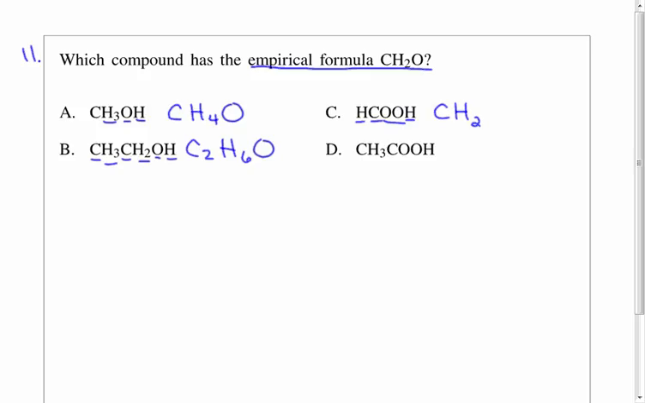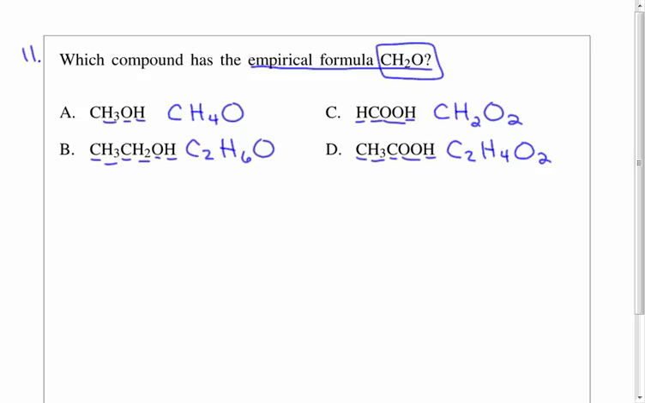And we have 2 oxygens. And then for choice D, we have 2 carbons, 1, 2, 3, 4 hydrogens, and then we have 2 oxygens. And we want to just pick which one would reduce to give us CH2O. Sorry, this formula here is what we're looking for.